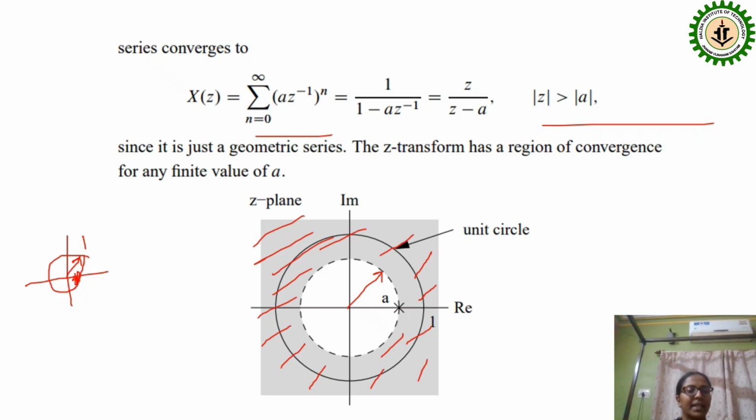Up to that I think this is clear to you. This is only for the causal signal. You also know that for the causal signal, the limit will be from 0 to plus infinity. Okay, this is the limit.